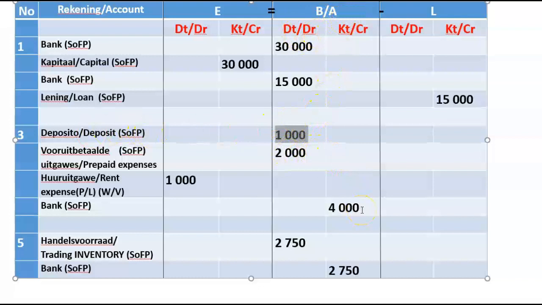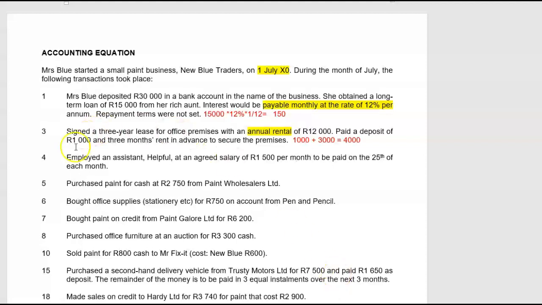We said that 1,000 Rand for the July rent, she should recognize as an expense. An expense is a debit and it reduces equity. So rental expense, statement of profit or loss or net profit or loss, 1,000 Rand. The balancing amount of 2,000 Rand, i.e. the rent for August and September, is a prepaid expense. Prepaid expenses, statement of financial position, which is also an asset debit that she has to create, of 2,000 Rand. So now we've accounted for the total transaction that took place.